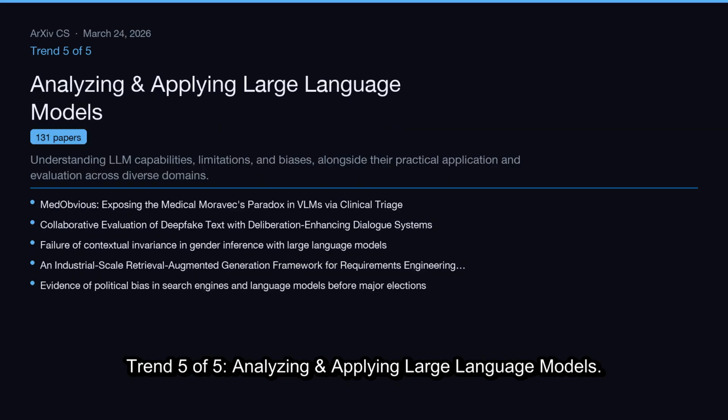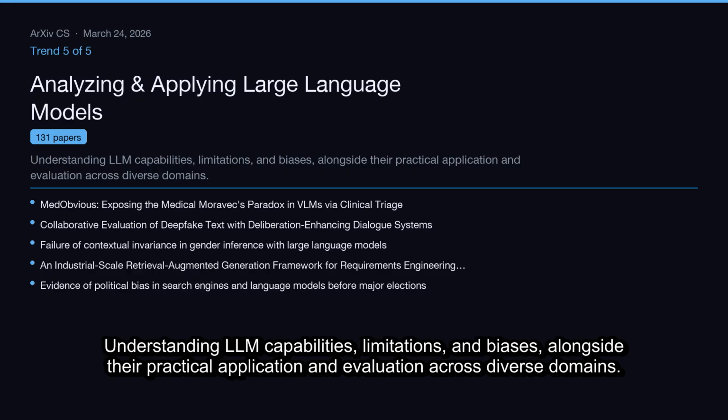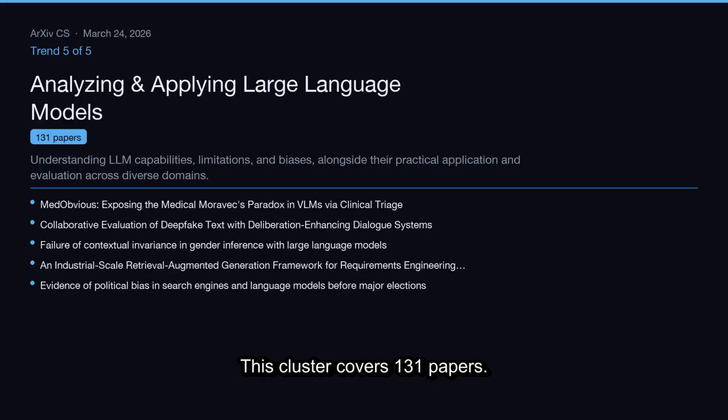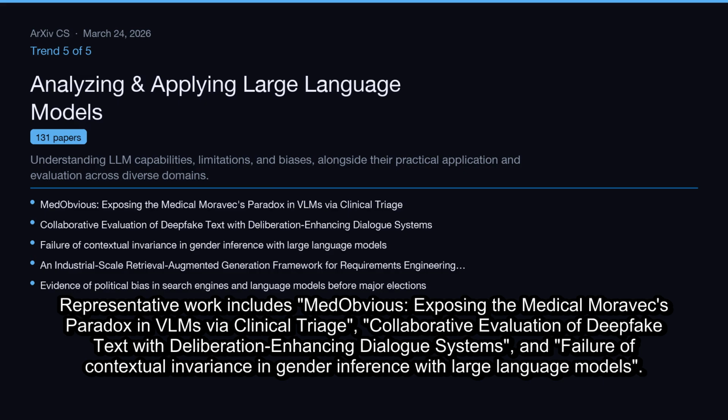Trend 5 of 5, Analyzing and Applying Large Language Models. Understanding LLM capabilities, limitations, and biases alongside their practical application and evaluation across diverse domains. This cluster covers 131 papers. Representative work includes MedObvious, exposing the medical Moravec's paradox in VLMs via clinical triage, collaborative evaluation of deepfake text with deliberation-enhancing dialogue systems, and failure of contextual invariance in gender inference with large language models.